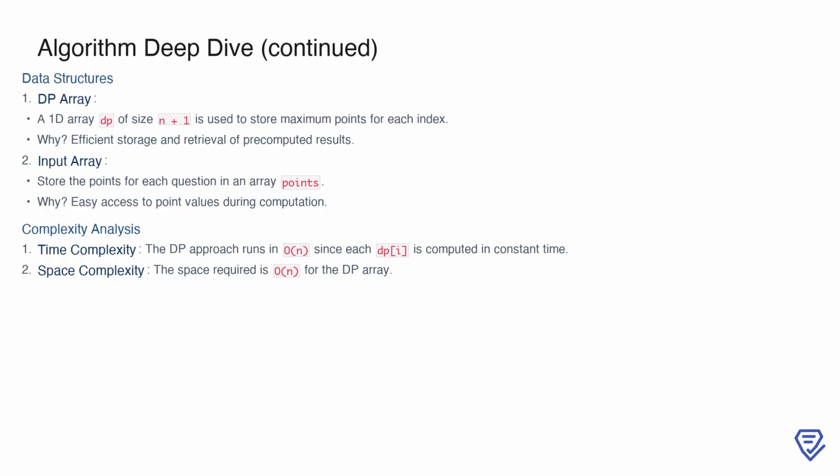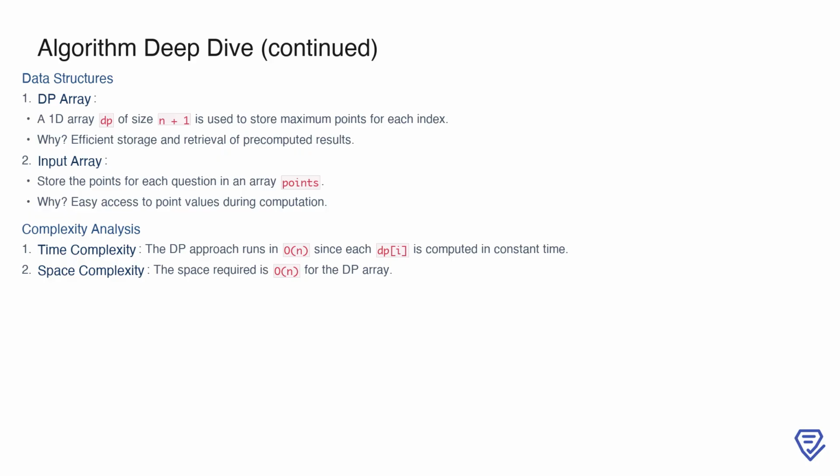Dynamic programming relies on efficient data structures to store and access pre-computed results. Here, we use a one-dimensional array, dp, of size n+1, where n is the number of questions. This array allows us to store the maximum points for each index, enabling constant time retrieval during computation. Additionally, we use another array, points, to store the point values for each question. This ensures that we can quickly access the point value of any question during the calculations.